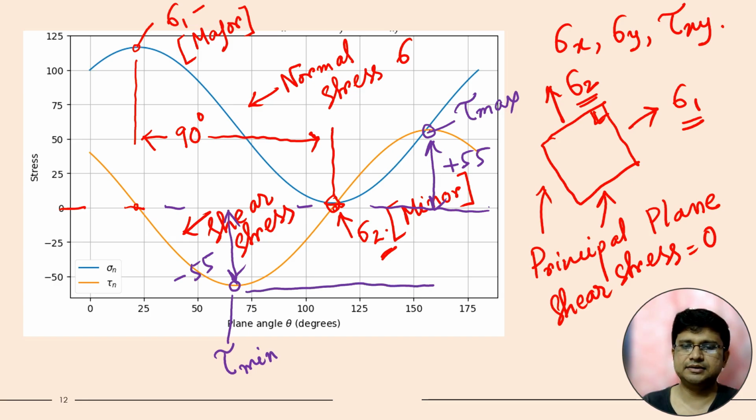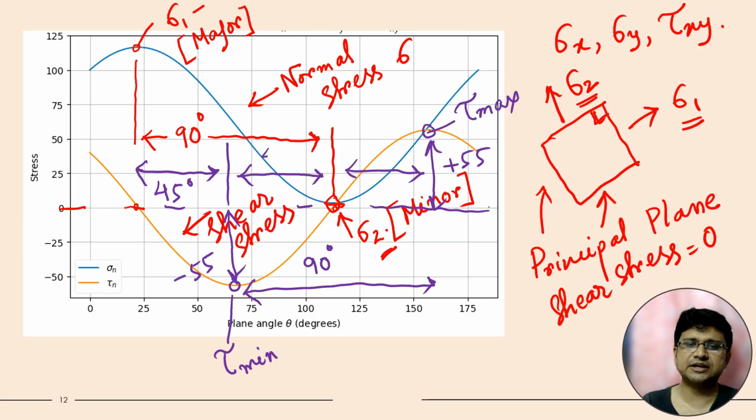And the difference between these two planes is 90 degrees. So again, the plane of maximum shear stress and the plane of minimum shear stress are perpendicular to each other. Another thing is also very important here. The gap between the plane of maximum shear stress and minimum shear stress is 90 degrees, but the gaps between maximum normal, minimum shear, and then minimum normal, then maximum shear, are 45 degrees.